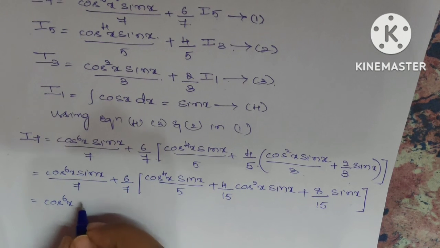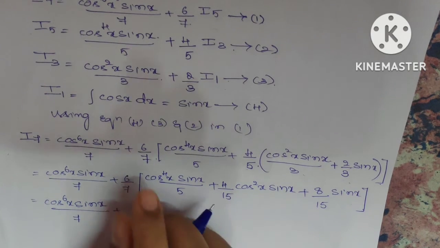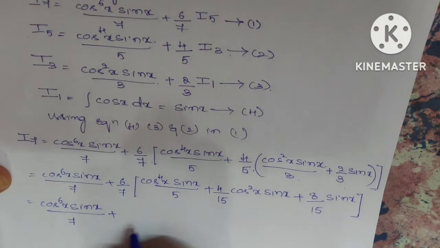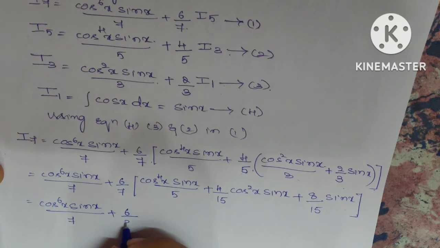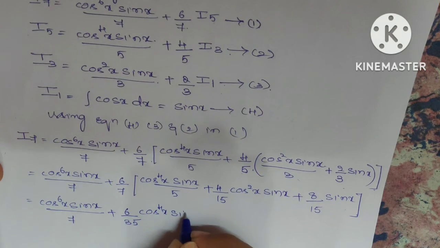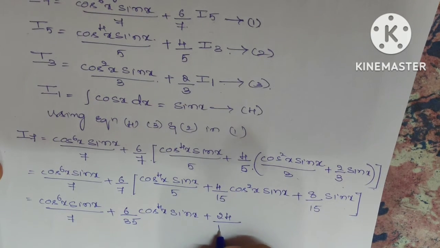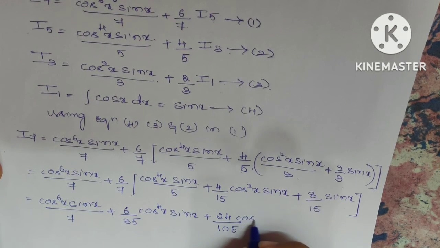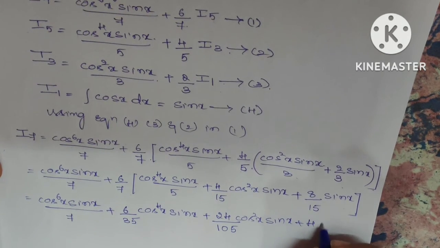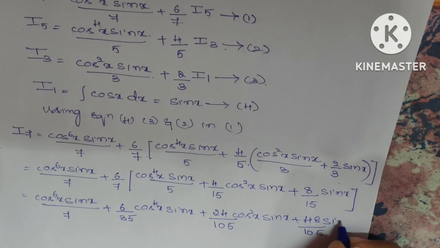So this equals cos^6 x sin x divided by 7, plus, I'll multiply 6/7 inside the bracket. I get 6/(7×5) = 6/35 times cos^4 x sin x, plus (6×4)/(7×15) = 24/105 cos² x sin x, plus (6×8)/(7×15) = 48/105 sin x.